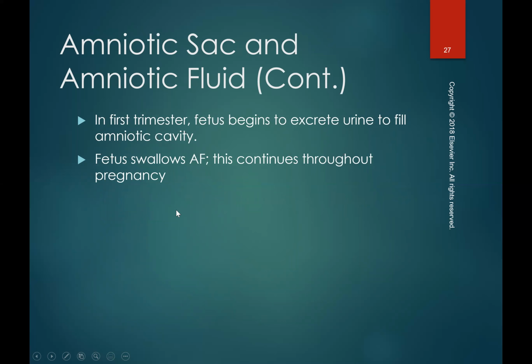In the first trimester, the fetus begins to excrete urine to fill the amniotic cavity. Yes, they swallow this fluid, then their kidneys work it through, and then it goes through the bladder, and then they pee it out. It just continues. This baby breathes the fluid. It's all sterile, but it is kind of interesting how the amniotic fluid works. The fetus swallows amniotic fluid. This continues on throughout the pregnancy.